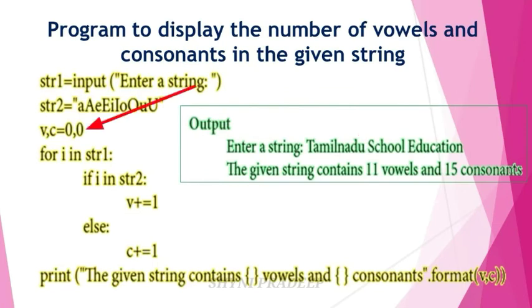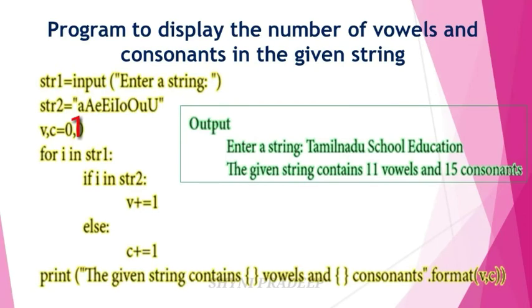Here initial vowels and consonant values are given 0, 0, and a for loop is given for I in str1. Next the if condition is given. So see the string 1, that is Tamil Nadu School Education. Take the first letter T, check that letter with string 2, which means check whether that letter T is a vowel or not. It is not a vowel. So this condition is false. You have to execute the else part, that is C plus is equal to 1. What is the initial value of C? 0. So 0 plus 1 is equal to 1. C becomes 1 because we found one consonant.